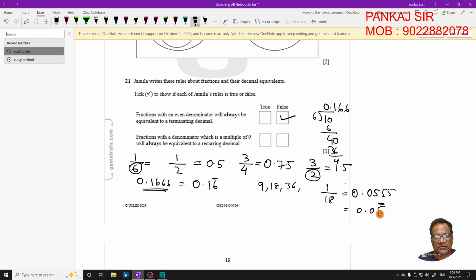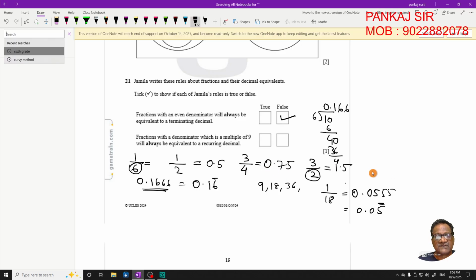Now this is also not terminating. The statement says it is always equivalent to a recurring decimal. So in this case we are getting a recurring decimal. But we should not be happy with this. Try to find even one particular fraction which is not recurring, and then we will prove this also to be false.